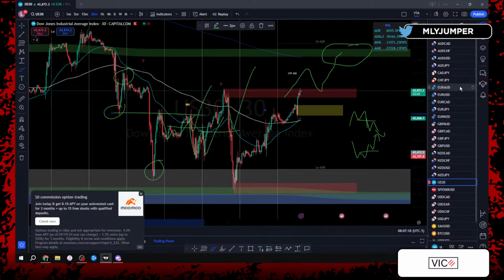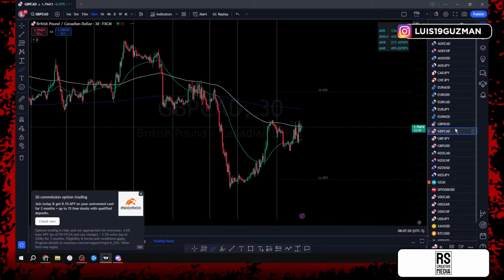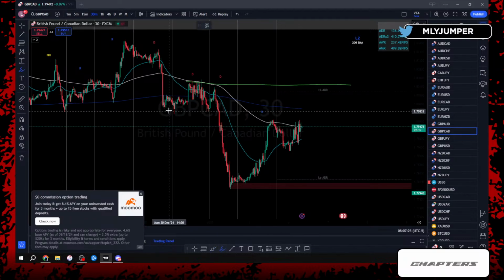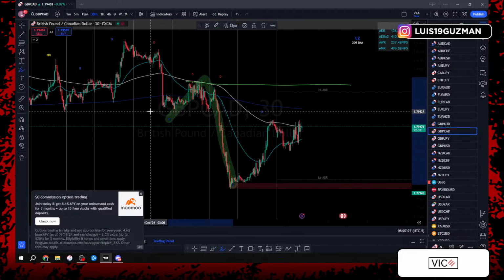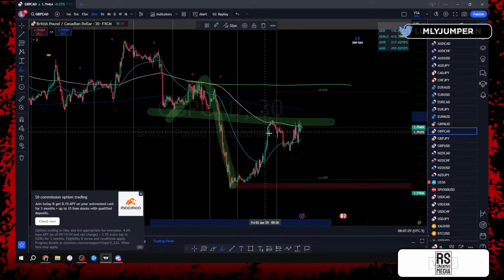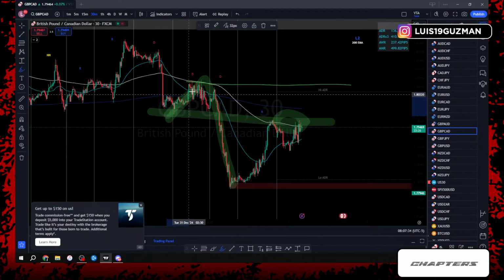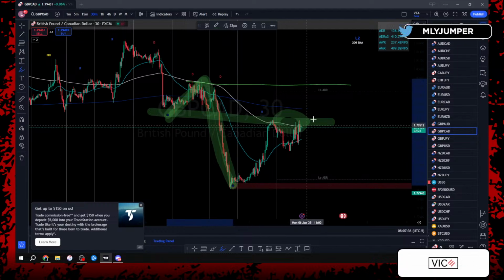It's very similar to what we were talking about on GCAT. Remember we were talking about this entry on GCAT. Price is making lower low, lower high, lower low. Why would I take a buy position when price is on the retest of the previous lower low, lower high, lower low? It doesn't make any sense.